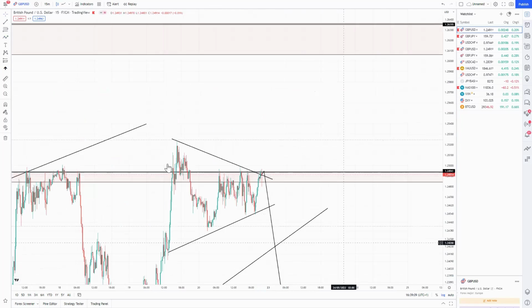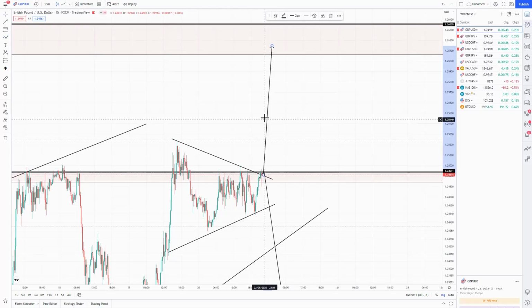We react to what we see. Like I said, we don't predict, we react to what we see. We are Forex traders, we react to what we see. So we are expecting a possible break above or a rejection downward for a sell.